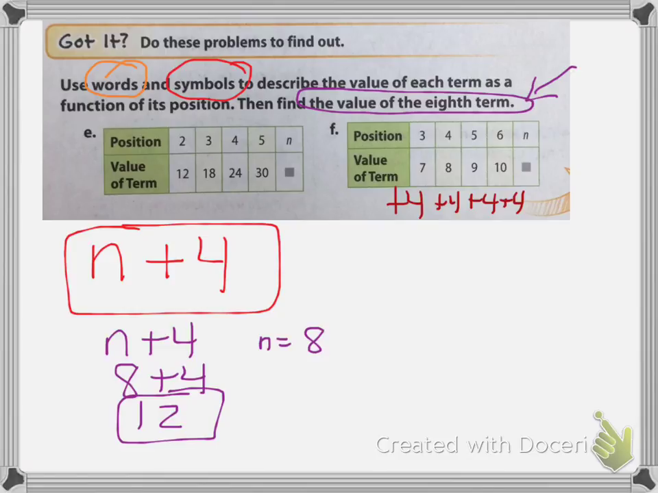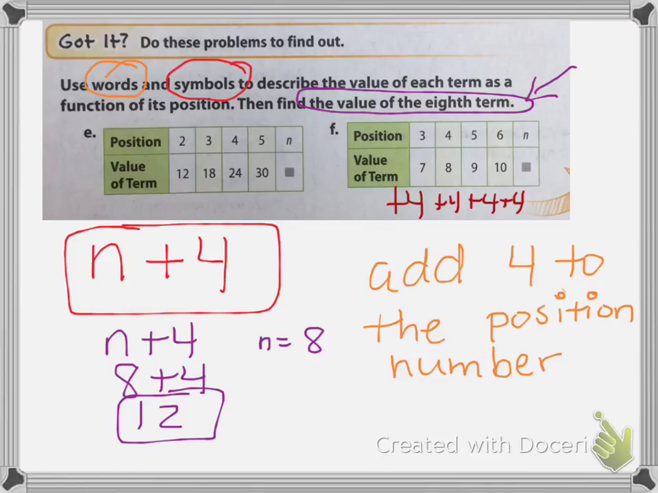And remember, you need one more piece. And that one more piece is to describe it in words. So, all right, for our last piece, we need to write it in words, which is add 4 to the position number. So that's the same as us saying n plus 4, but this is actually describing it in words. So notice I've circled words in orange, symbols in red, and the value in purple.